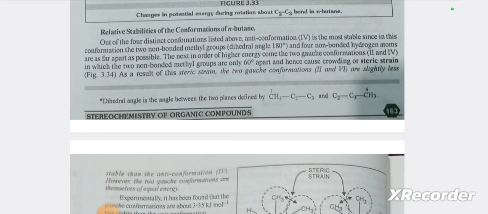Relative stabilities of the conformations of n-butane. Out of the 4 distinct conformations listed above, the anti-conformation is most stable, since in this conformation the 2 non-bonded methyl groups and the 4 bonded hydrogen atoms are as far apart as possible. Next in order of higher energy come the 2 gauche conformations, in which the 2 non-bonded methyl groups are only 60 degrees apart and hence cause crowding or steric strain.